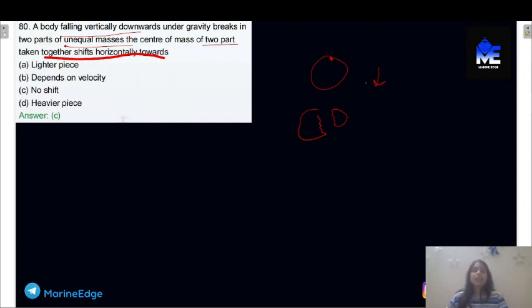Now, see, the body is falling vertically downwards. So, there is gravity, a force acting on it, but in a vertical direction. There is no horizontal force here, right? So, since there is no horizontal force acting on the body, there will be no horizontal shift in the center of mass, right? There will be no shift.